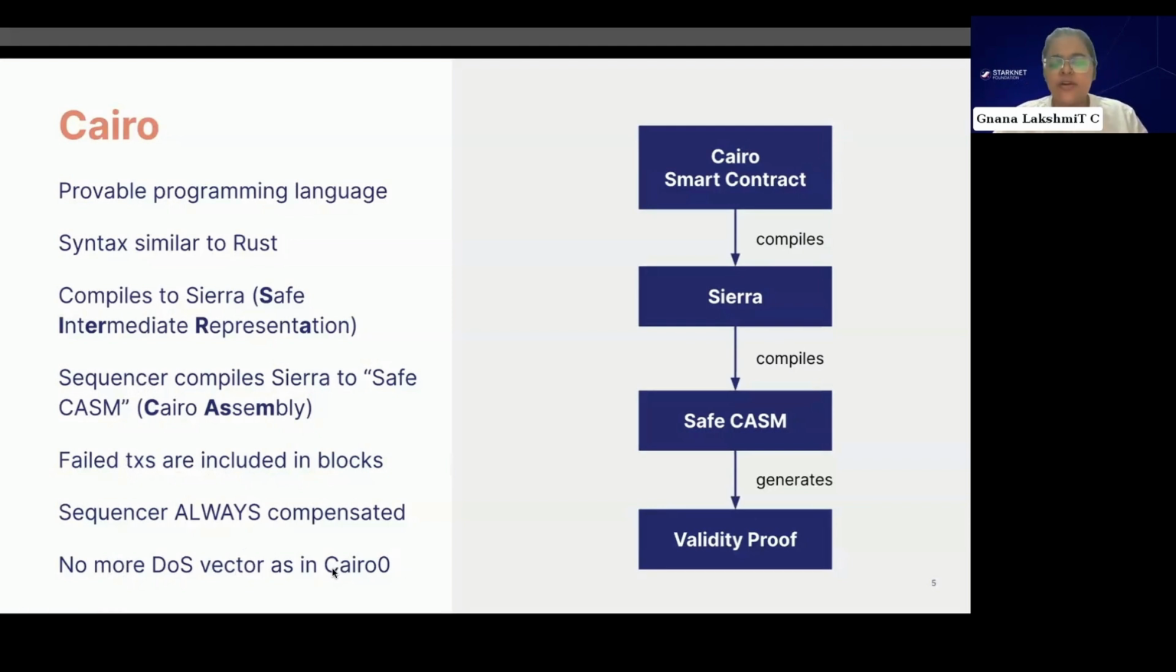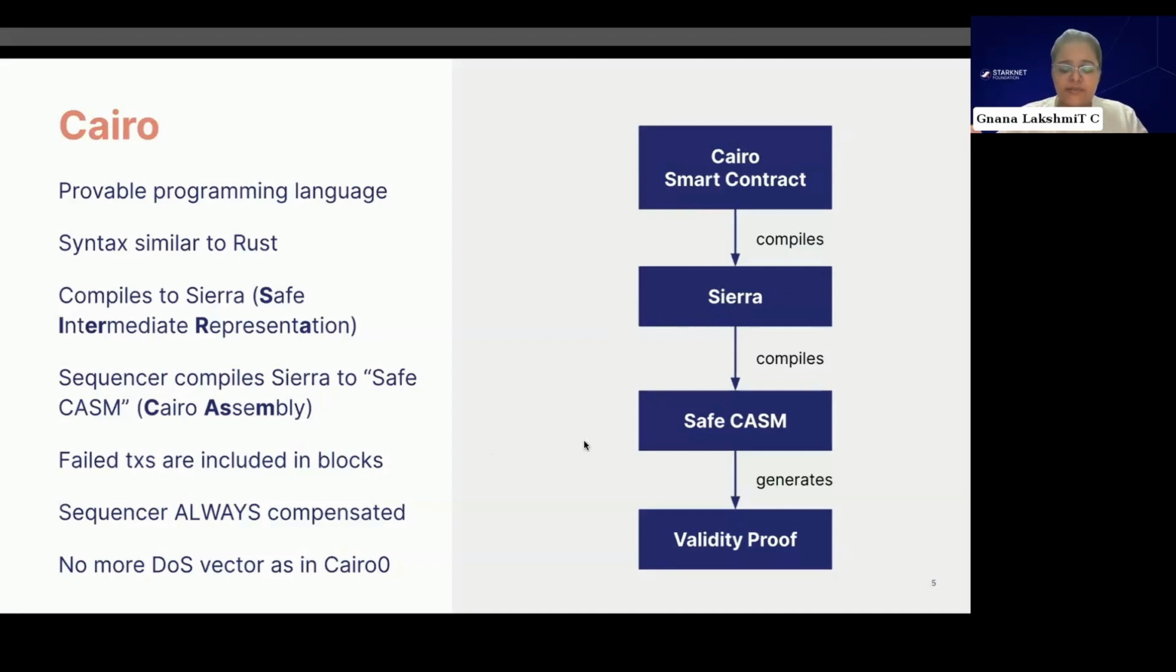So you don't have to worry about Cairo 0. But we get questions sometimes like, why Sierra? Why do you have an intermediate representation? This is exactly why we have it. We want the contract to compile into a safe intermediate representation so that even if the proof is invalid, it becomes a failed transaction and we are able to include it in blocks.